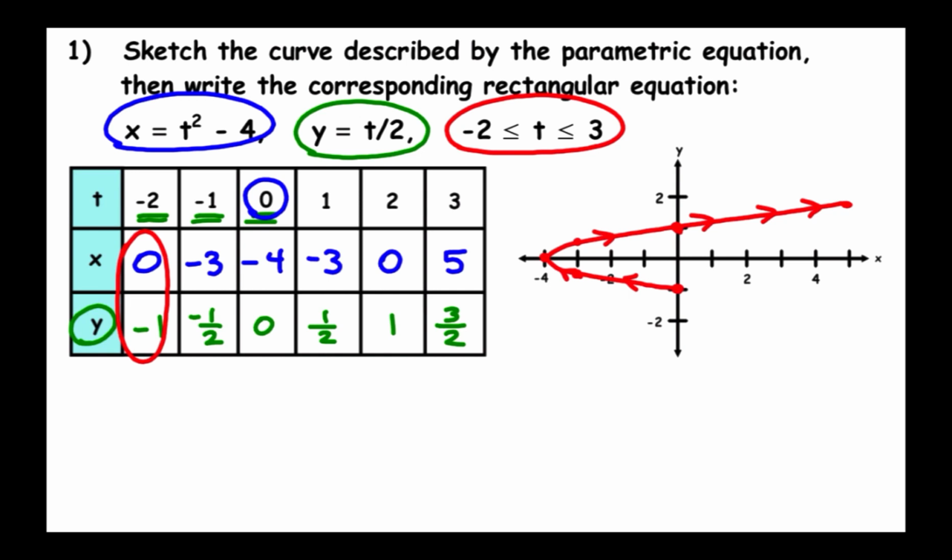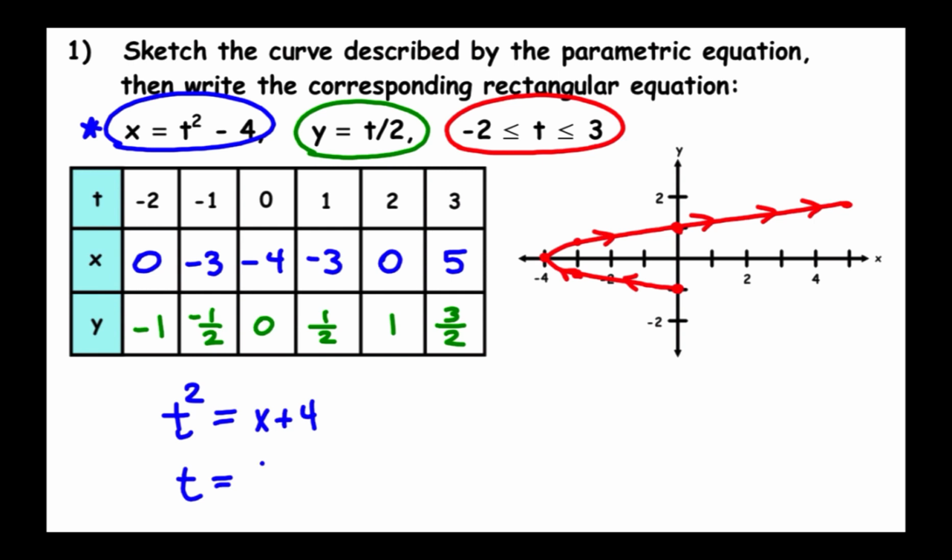And then finally it says write the corresponding rectangular equation. To do that, I'm going to start here with this blue equation and solve for t. So I will end up having t squared equals x plus 4. That's if I add 4 to both sides. Let's curl this t so it doesn't look like a plus. And then finally I'll square root both sides. So t is going to be plus or minus the square root of x plus 4.